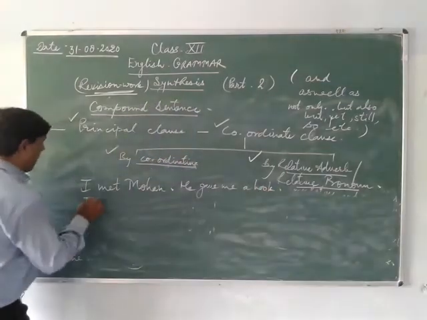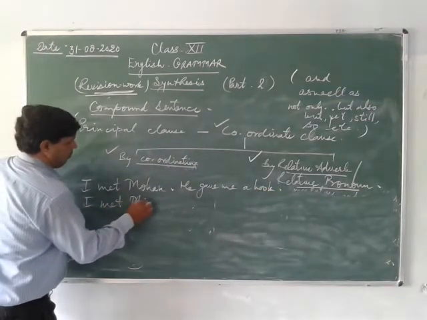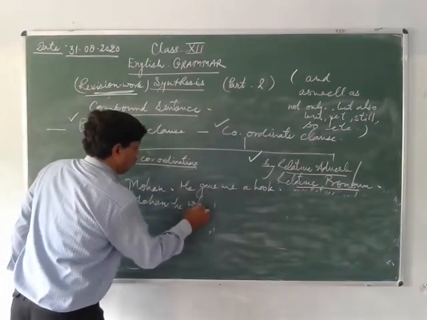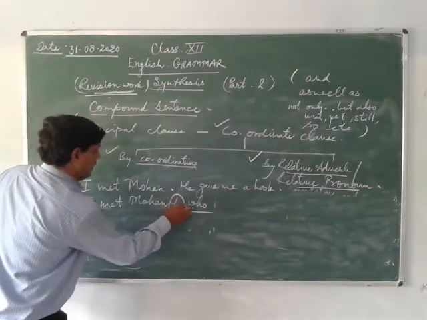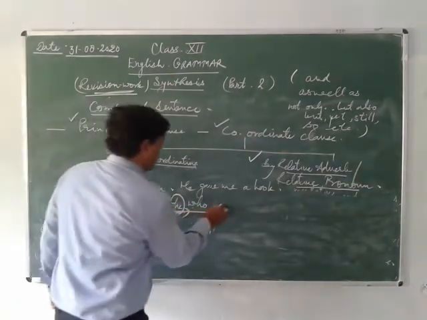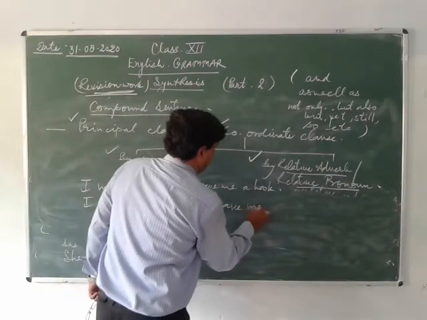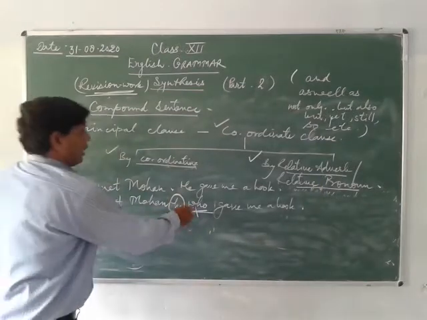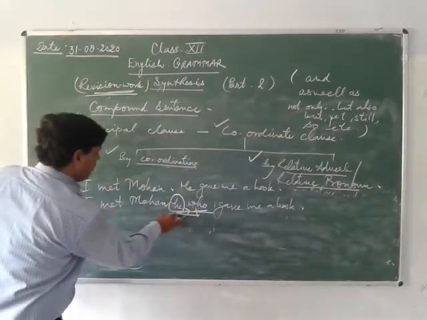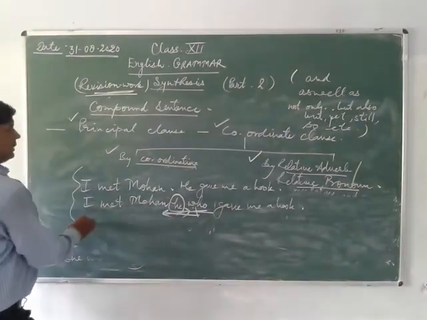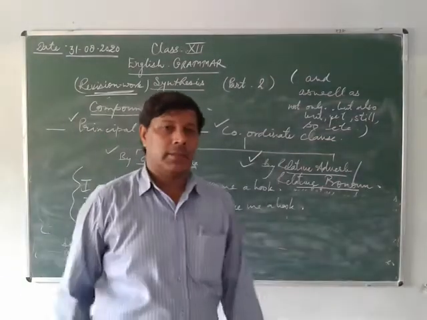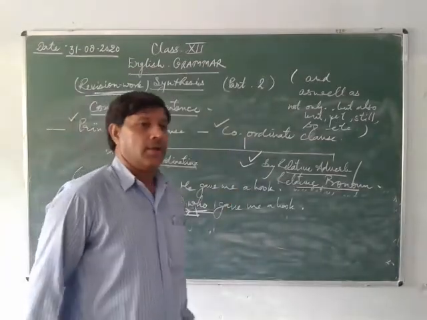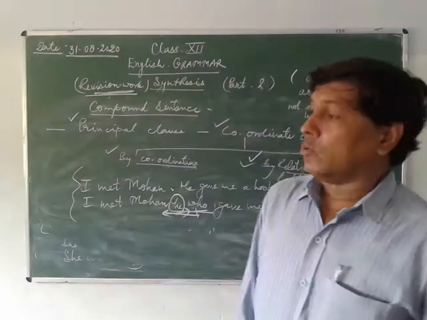See, I met Mohan who gave me a book. It means he who gave me a book, in its continuation form. Now what is who here? That is a relative pronoun, used in its continuation form. That is why this is called the second rule, by using a relative adverb or relative pronoun.